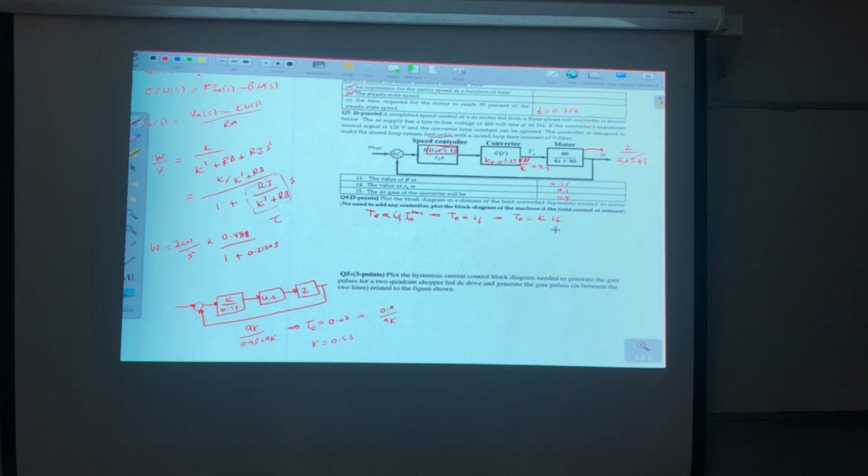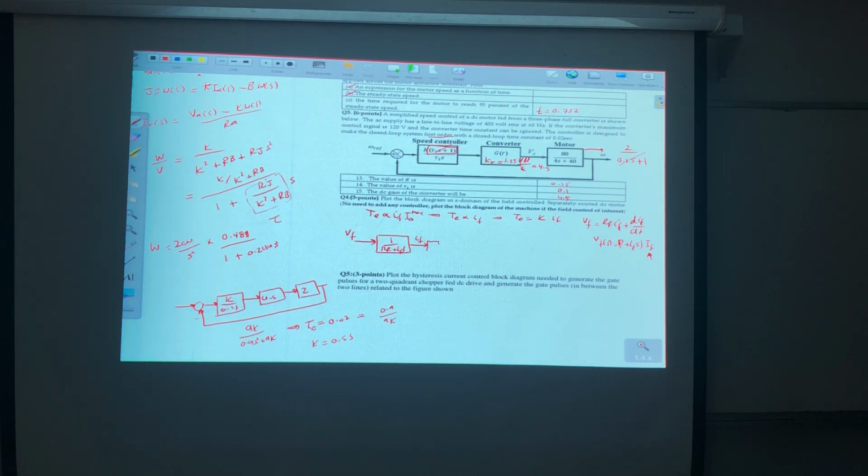Now, I'm having the field circuit, which is VF equals RF IF plus LF dIF by dt. In terms of Laplace, this means that I'm having the input, which is the field voltage, then 1 over RF plus LFS, and the output is IF. If I take this in Laplace, VF of S is equal to R plus LFS all multiplied by IF. Solve with respect to IF, you will get this one.